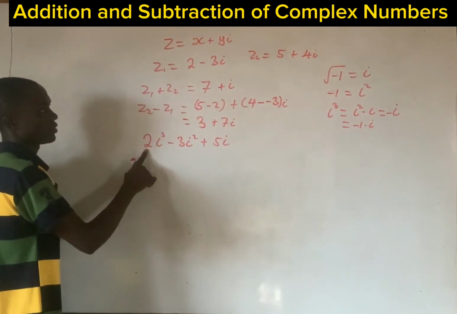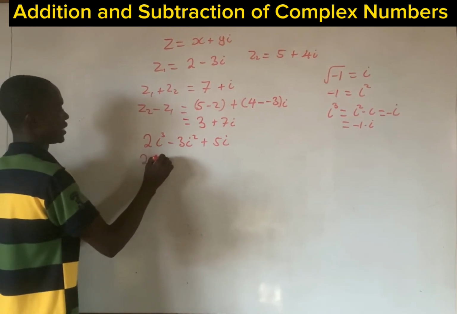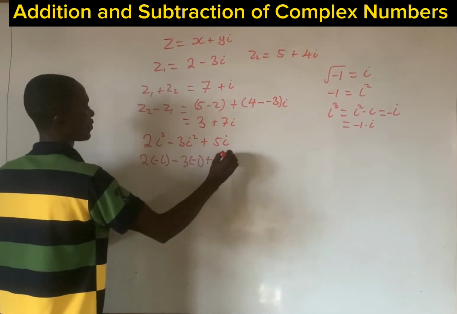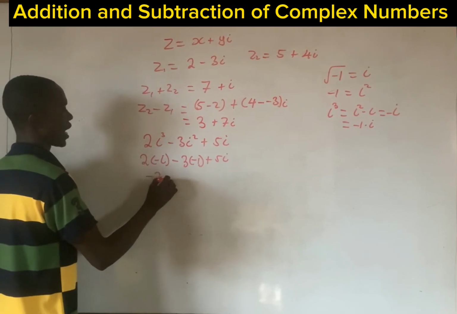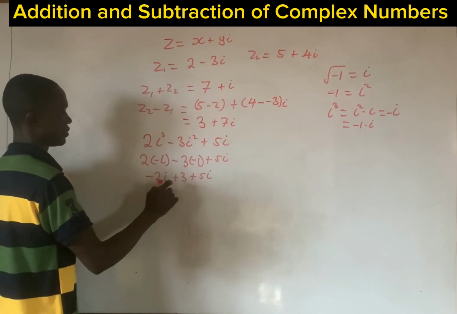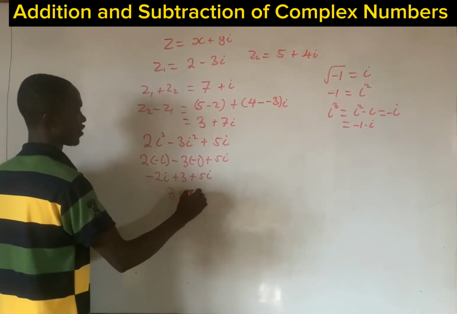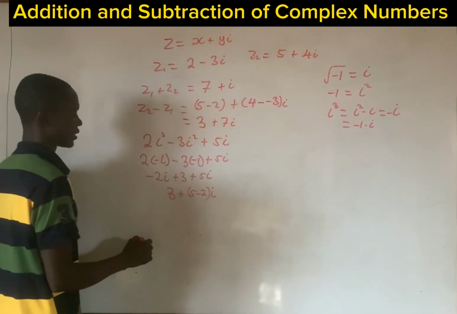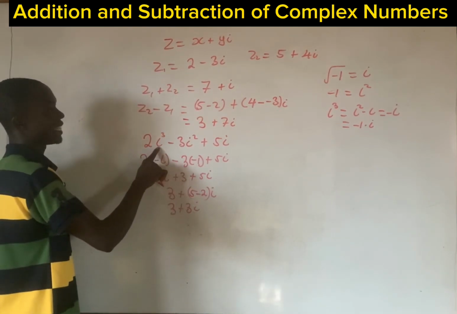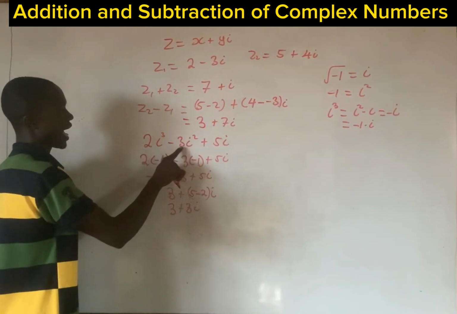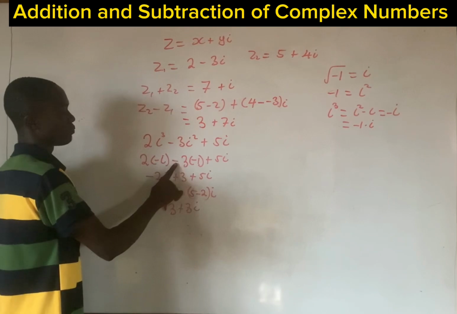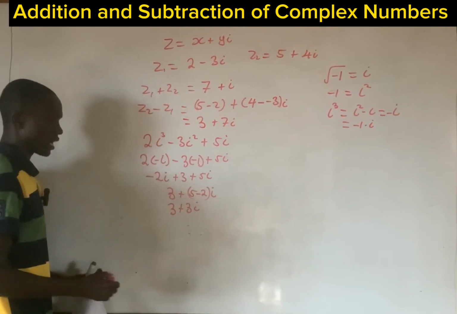So here, what do we have? We have 2 times -i minus 3 times -1 plus 5i. This gives minus 2i plus 3 plus 5i. And this gives 3 plus 5 minus 2i. This is 3 plus 3i in a very simple way. i cubed is minus i, i squared is -1. So 2 times -i gives -2i. Minus times minus gives positive. And that is what we have there.